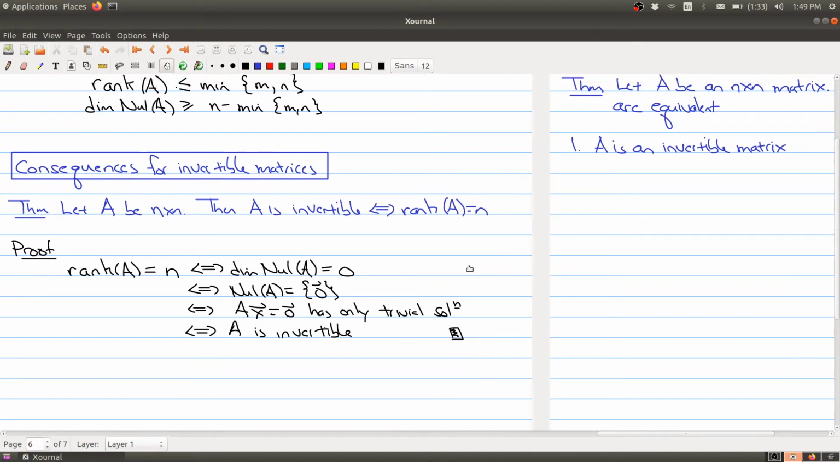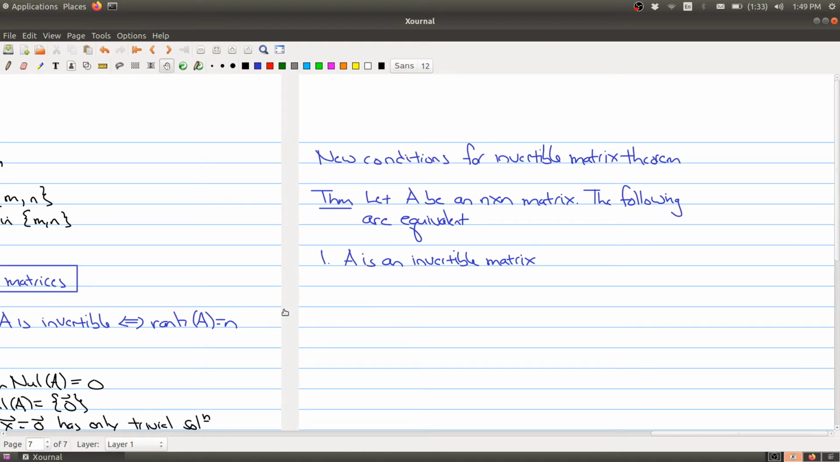So we're getting a new way to classify invertible matrices. Now we can go over to the next sheet and add a whole bunch of new conditions to the invertible matrix theorem. Here A is an n by n matrix, and the following are equivalent. Let's say that A is an invertible matrix. What we also get is that the columns of A form a basis for R^n, the column space of A is equal to R^n, and the dimension of the column space of A is equal to n.